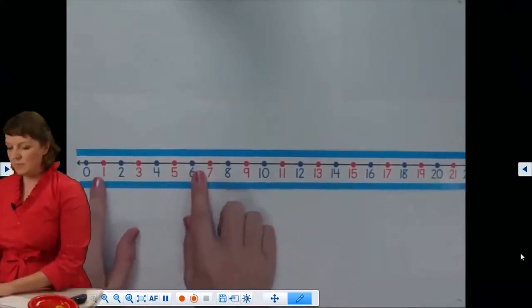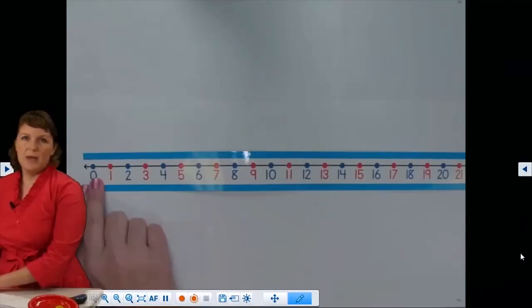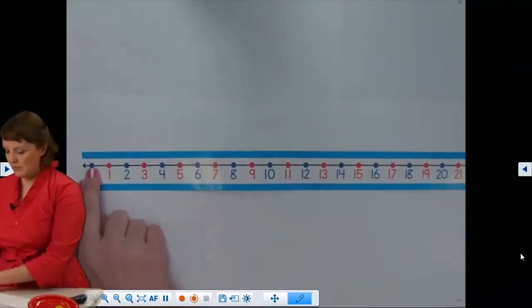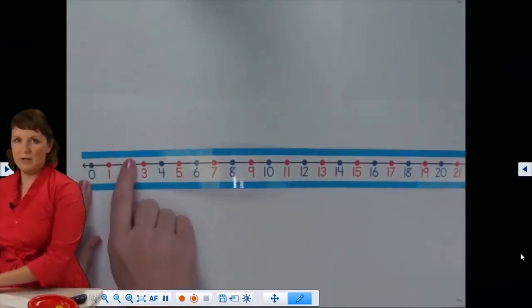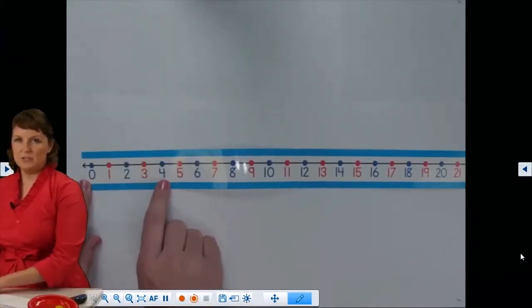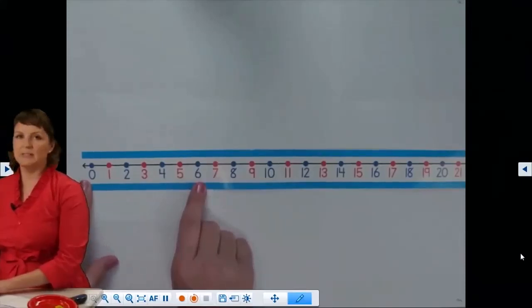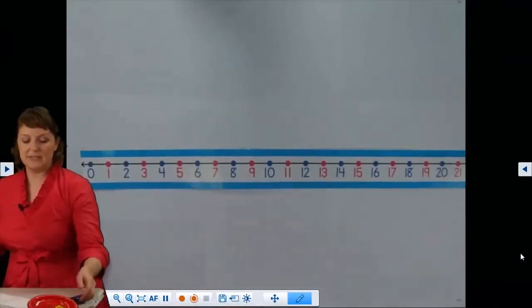All right, so we're going to do the problem 3 times 2. That means I'm going to start at 0, and I'm going to make 3 jumps each time in increments of 2. So I'll start with 0, and I'll jump 2. That's 1, jump another 2, 2, and 3. So when I jumped 2 3 times, my answer is 6. So 3 times 2 equals 6.